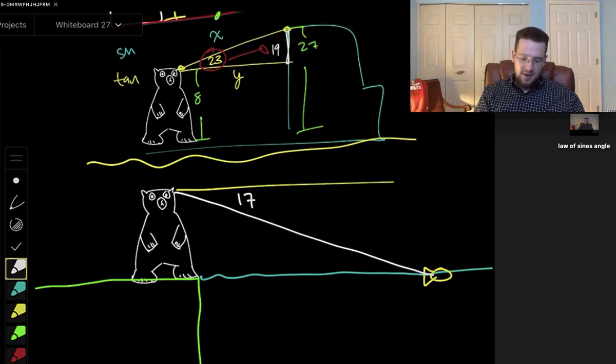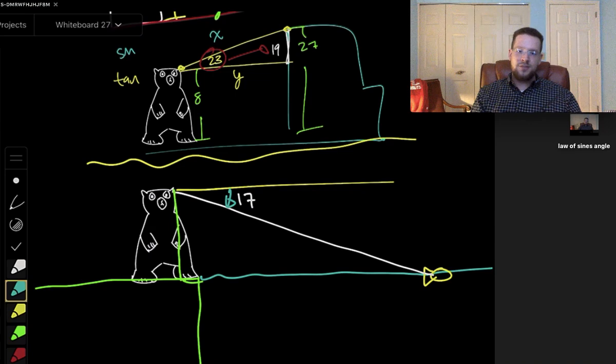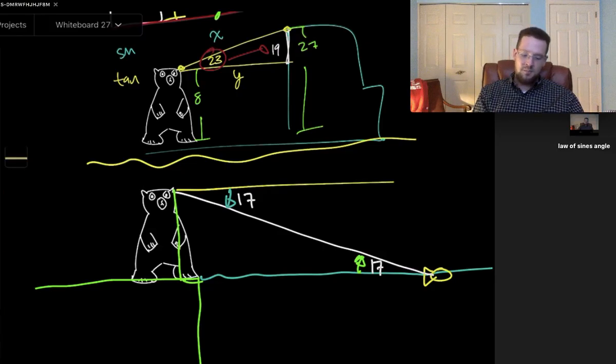The idea behind these two things is they have this sort of symbiotic relationship, where the angle of depression goes down from the horizontal line of sight to the diagonal line that connects the top of the bear to the fish. But there's also this idea that, okay, these are alternating interior angles. So if we look at it from the fish's perspective, the angle of elevation from the fish to the polar bear is actually the same thing as the angle of depression from the polar bear to the fish. And so there's this symbiotic relationship between the angle of depression and the angle of elevation.